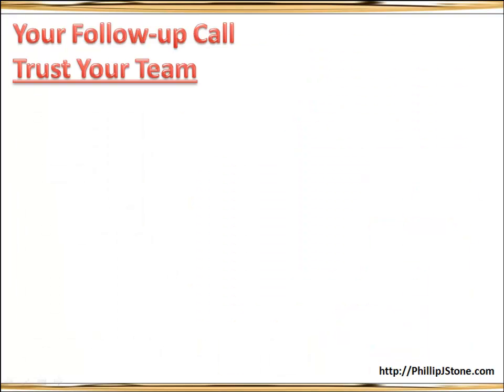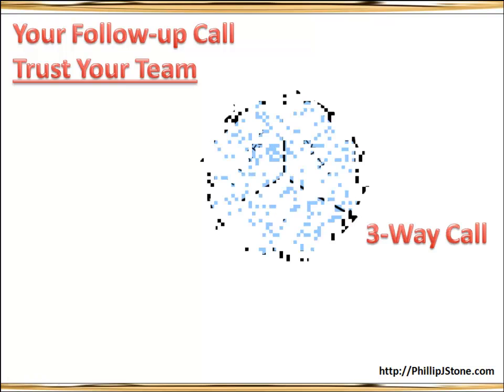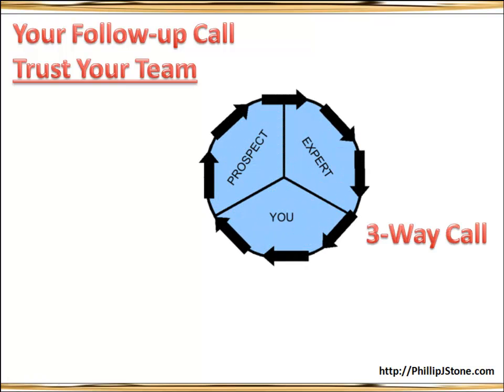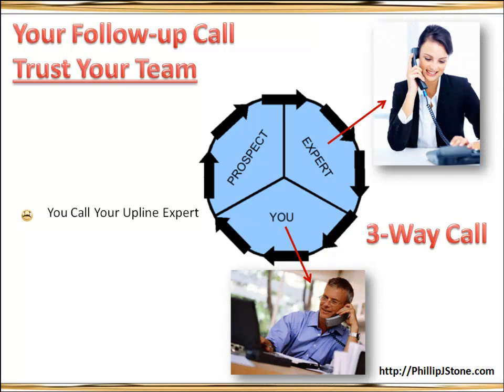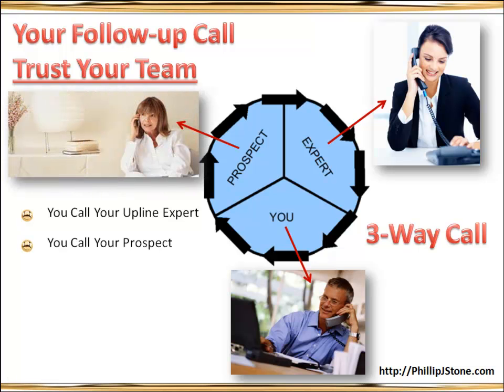Now, when you do that follow-up, this is really interesting. You have to trust your team. You've gotten it all the way this far, but all of a sudden you're going to need to give up control here. You want to do this on a three-way call. Simple. It's a real easy process. You call your upline expert, get them on the line, then you call your prospect, then you merge the calls.